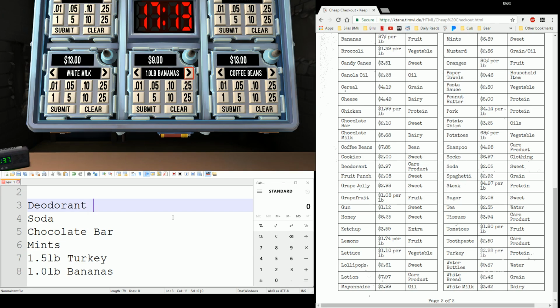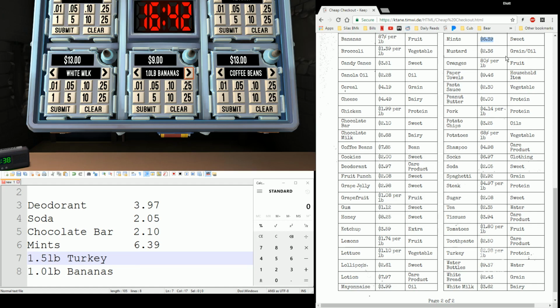So let's figure this out. We have deodorant. That's $3.97. Soda's here, 205. Chocolate bar, 210. The mints up here, 639. Jeez.